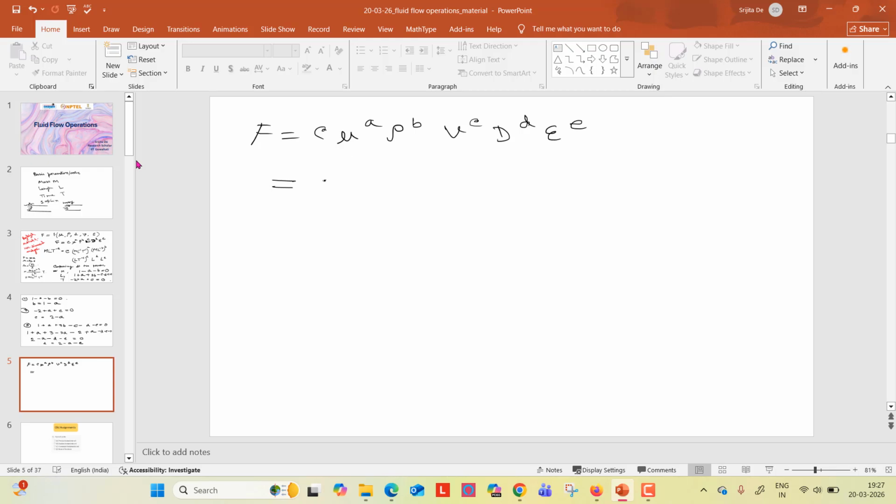So F will be C as it is the constant, mu will be a, rho will be b. The b expression was 1 minus a. The c expression was 2 minus a. The d expression was 2 minus a minus e, right? And epsilon to the power e. Okay. So we are representing everything in terms of a and e. So we don't have anything left.